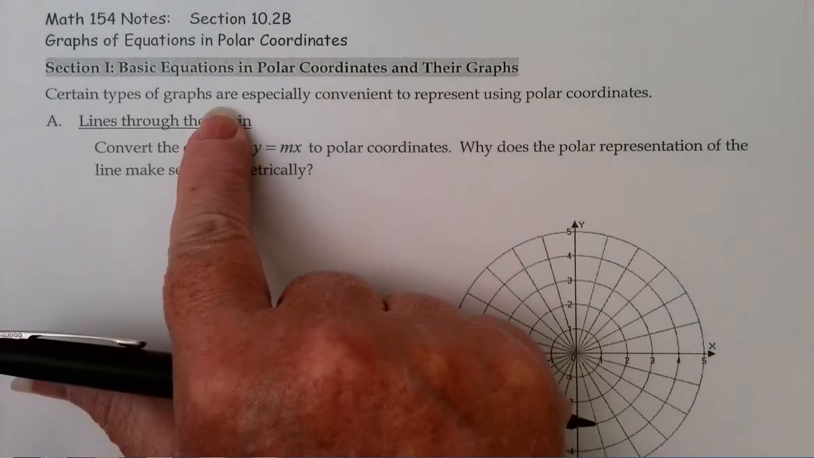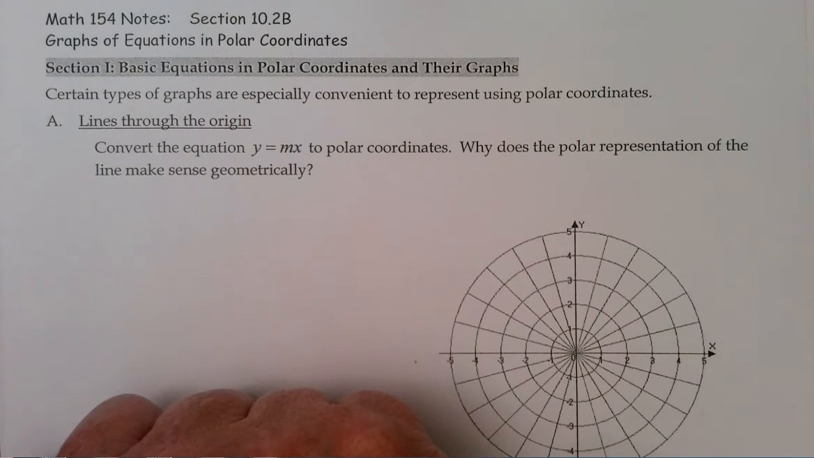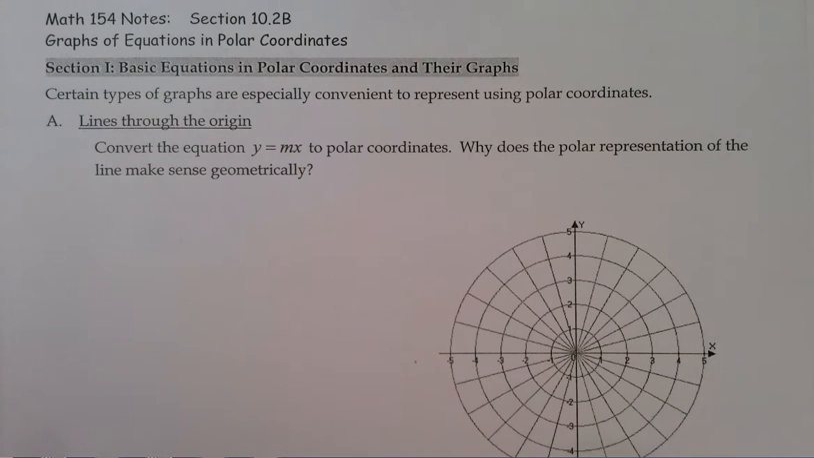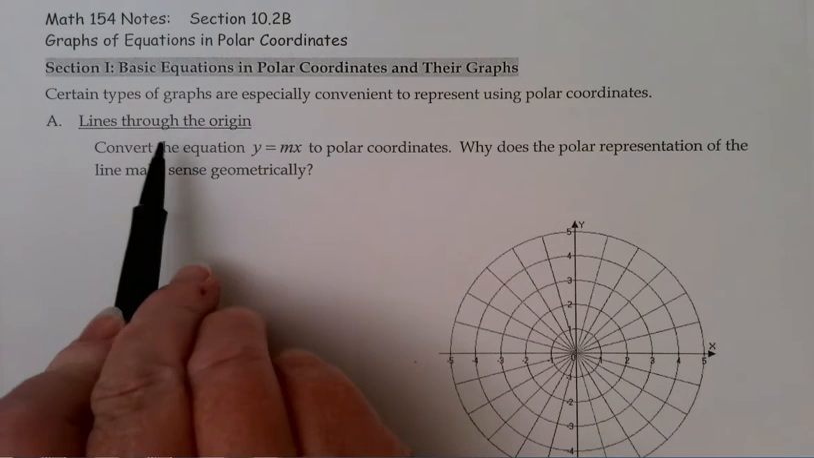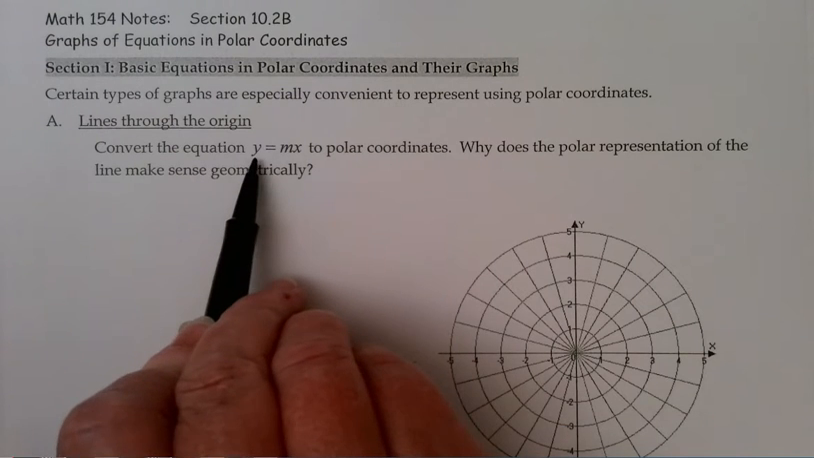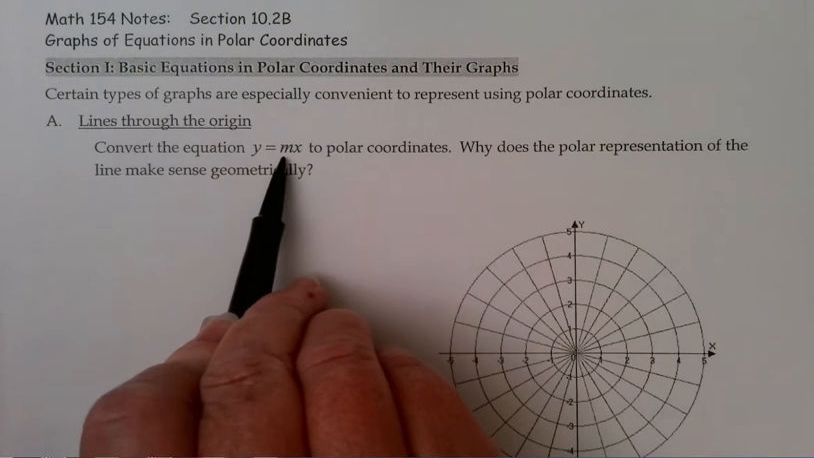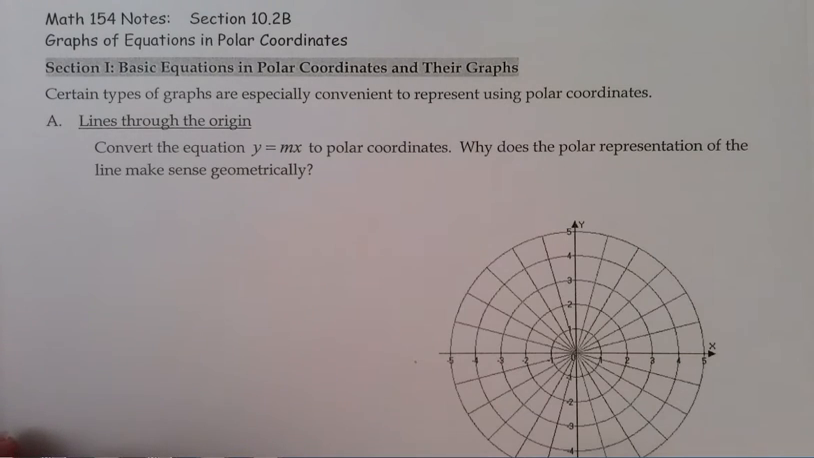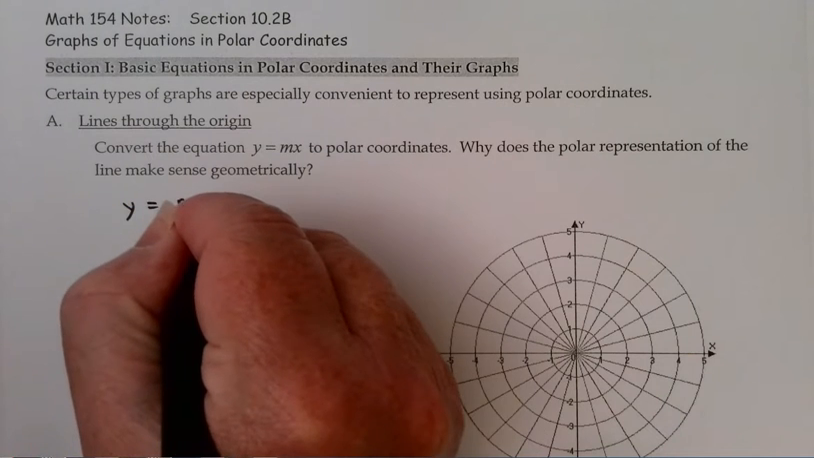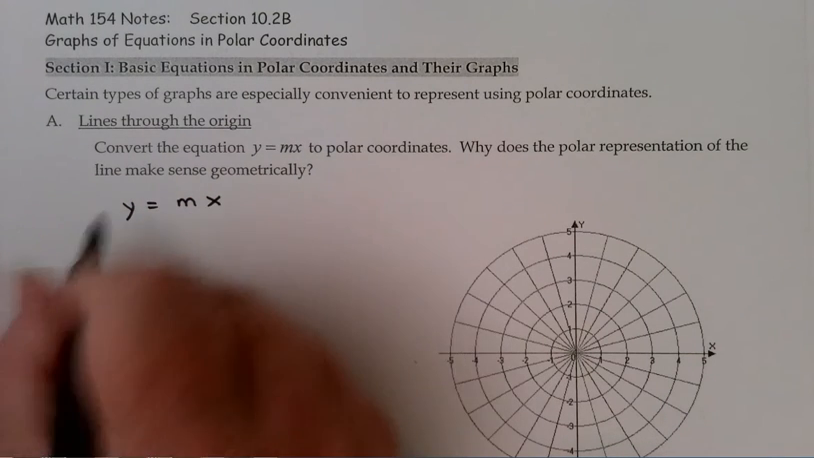So, certain types of graphs are particularly convenient to represent in polar coordinates. In particular, lines through the origin, and then as we're going to see in a minute, circles, are very nice equations in polar coordinates. We're going to start with our lines through the origin. The equation y equals mx is just a line with slope m and a y-intercept of 0, so it goes through the origin.